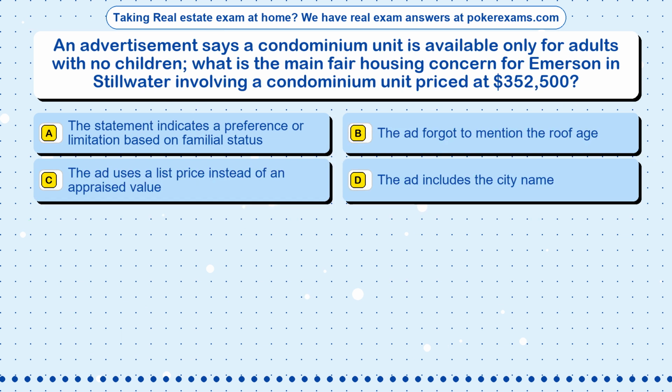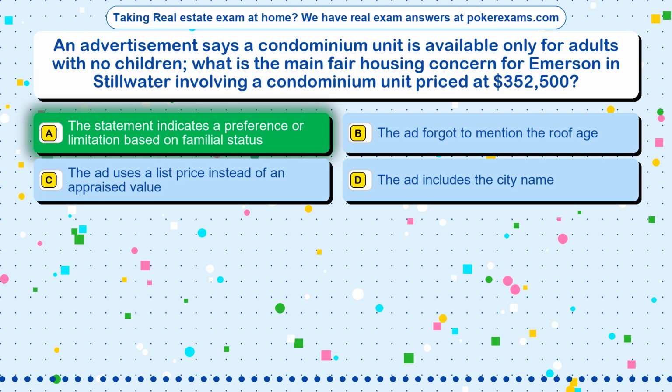Question 25. An advertisement says a condominium unit is available only for adults with no children. What is the main fair housing concern for Emerson in Stillwater involving a condominium unit priced at $352,500? Option A. The statement indicates a preference or limitation based on familial status. Option B. The ad forgot to mention the roof age. Option C. The ad uses a list price instead of an appraised value. Option D. The ad includes the city name.